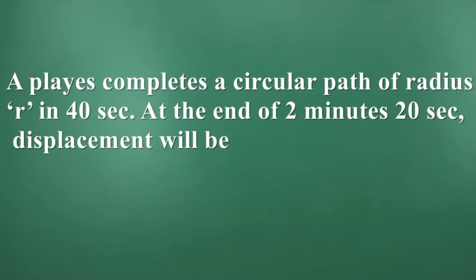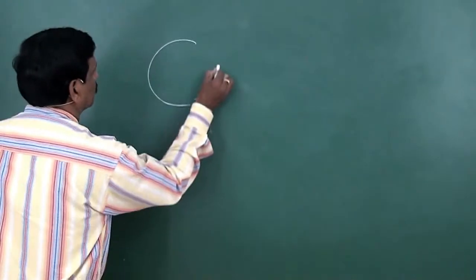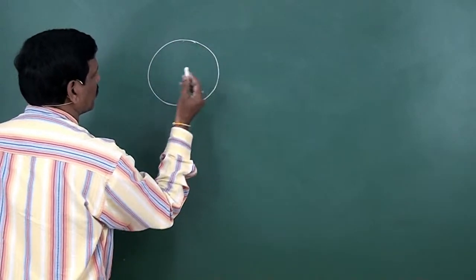Third problem. A player completes a circular path of radius r in 40 seconds. At the end of 2 minutes 40 seconds, the displacement will be. A player completes a circular path of radius r in 40 seconds. We have to find the displacement at the end of 2 minutes 40 seconds. So this is the circular path.